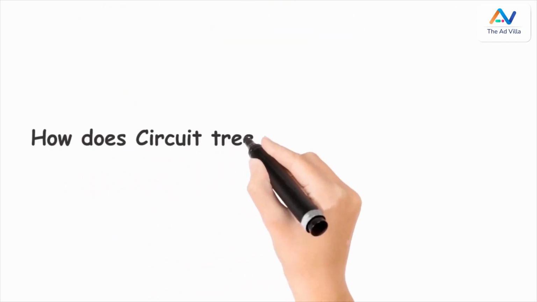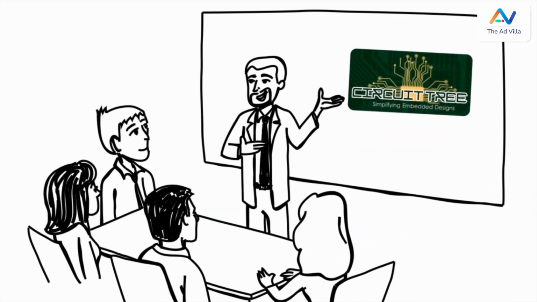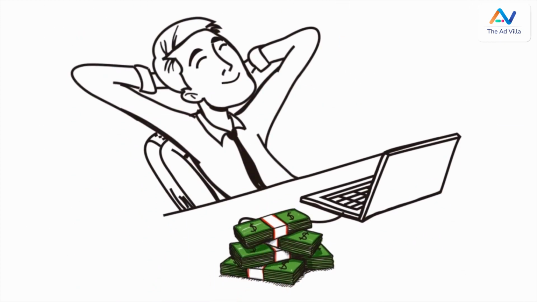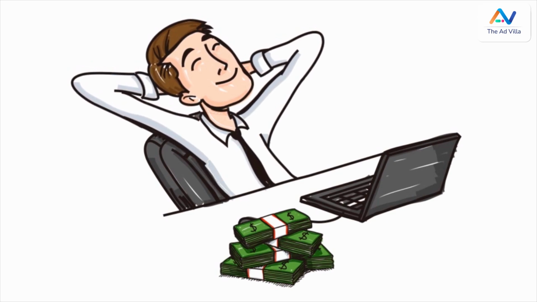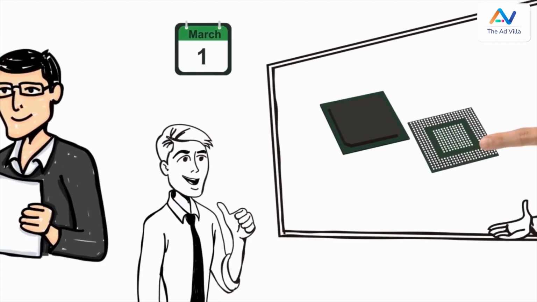How does Circuitry affect the rest of the electronic design ecosystem? Joe's company likes the Circuitry application because its engineers' productivity has increased, so they can do more designs in a year. That means more savings for the company. They worry less and spend less on costly hardware respins and design effort. The components generated by the Circuitry application are pre-checked for component obsolescence and other issues. This means no issues in component procurement.